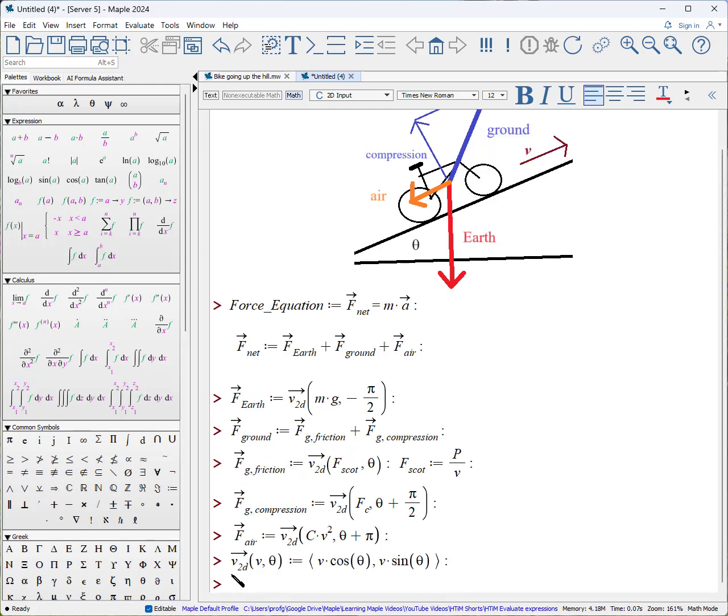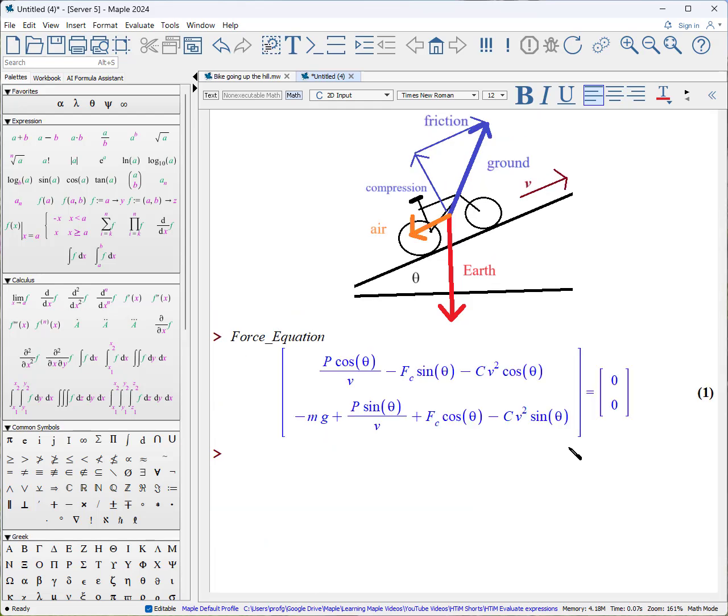So what do you mean by a 2D vector? Well, that's a vector that has a magnitude and direction, and we can break it up by the components: the magnitude times cosine of the angle along the x direction, comma, the magnitude times the sine of the angle, so that we can get the y component. Finally, the acceleration of the bicycle is 0 in both directions. Now we can have Maple write out the force equation.